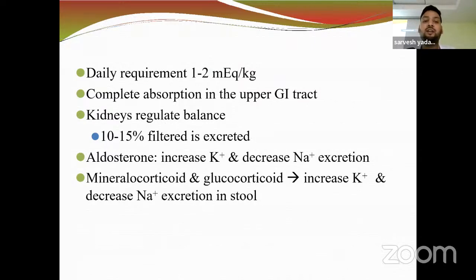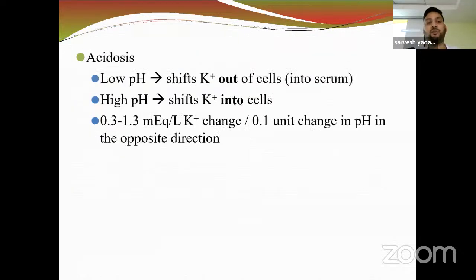The kidney regulates the balance; 10 to 15% of the filtered potassium is excreted. Aldosterone increases potassium and decreases sodium excretion. Mineralocorticoids and glucocorticoids increase potassium and decrease sodium excretion in stool. Acidosis: low pH shifts potassium out of the cell. High pH shifts potassium into the cell. A 0.1 unit change in pH changes potassium by 0.3 to 1.3 milliequivalents per liter in the opposite direction.